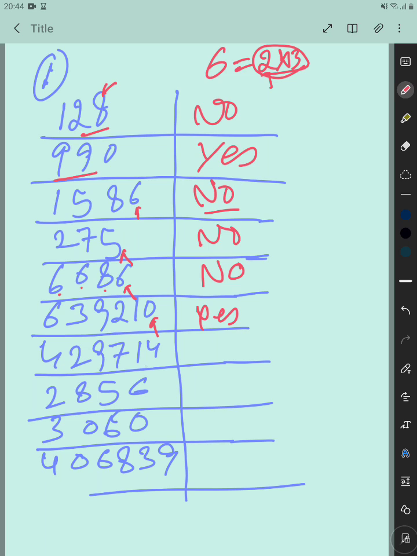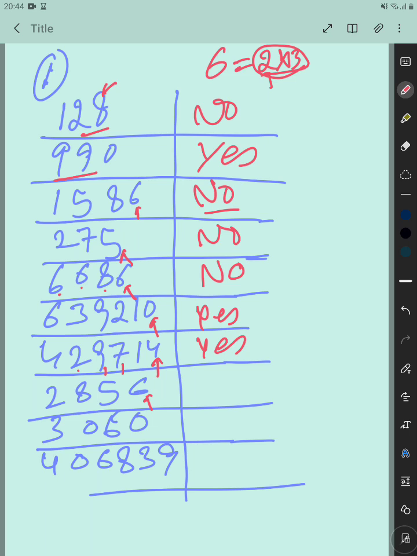It is divisible by 3, so it is yes. Okay, here it is an even number, and so it is divisible by 2. Now we'll test for 3. So 4 plus 2 is 6, 6 plus 9 is 15, and 15 plus 7 is 22, 22 and 5 is 27, so it is divisible by 3, therefore it is also divisible by 6. Okay, here it is an even number, divisible by 2. Now we'll test for 3.